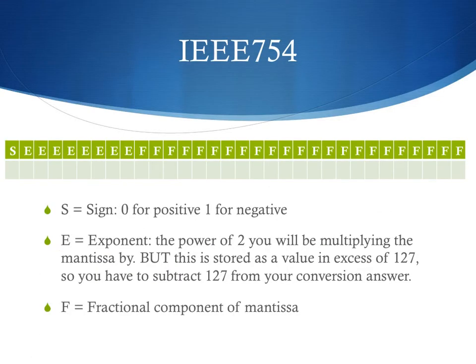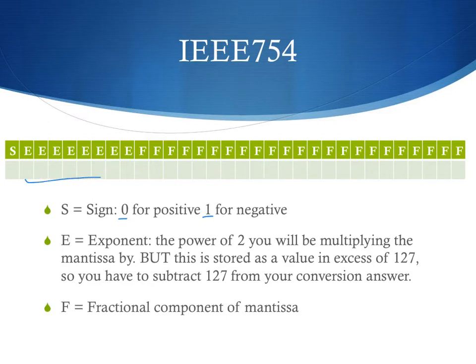Okay, I've put a little table up the top here. It has 32 boxes along to represent the 32 bits that make up our IEEE 754 single floating point representation. The S in the first box stands for the sign. If it has a 0 at the front of the 32-bit pattern, it will be positive. If it has a 1, it will be negative.